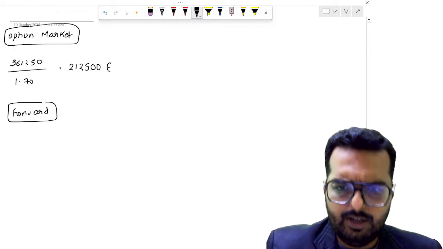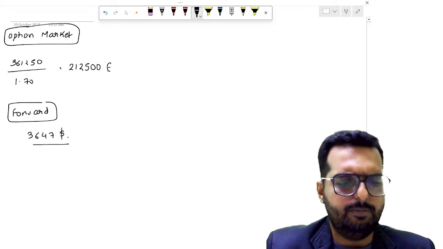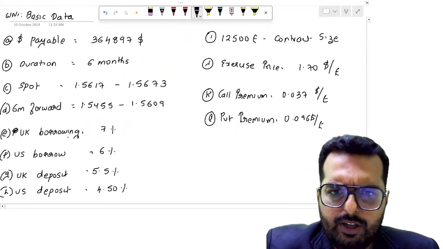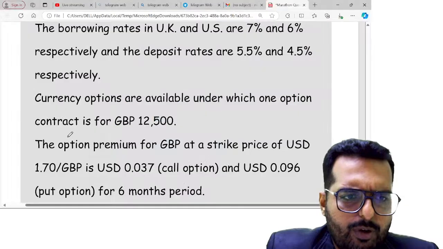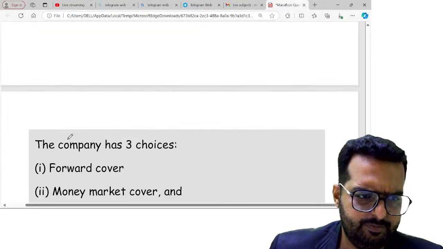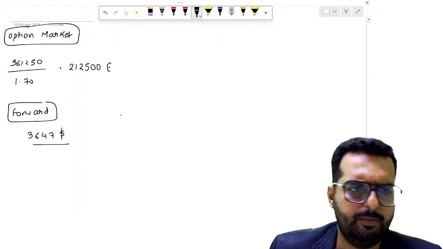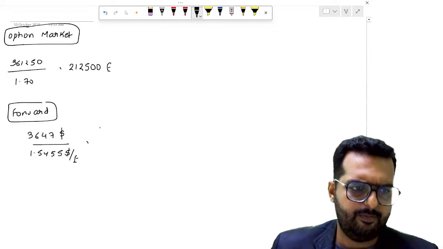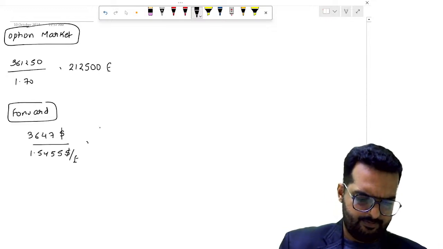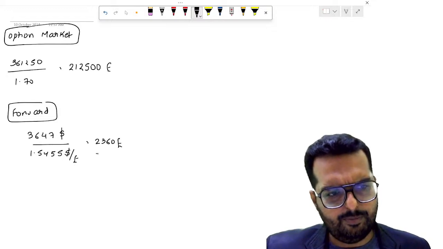Let's see how much will go in the forward market now. Forward market will be $3,647 divided by, I think we got it over here as a bid rate, correct? Yes, we found the rate as the bid rate. So what is the forward bid rate given in the question? 1.5455. That gives 2,359, or around 2,360 pounds.